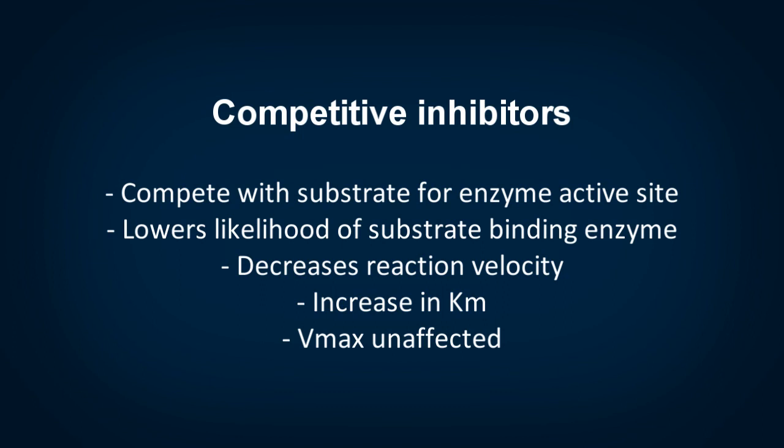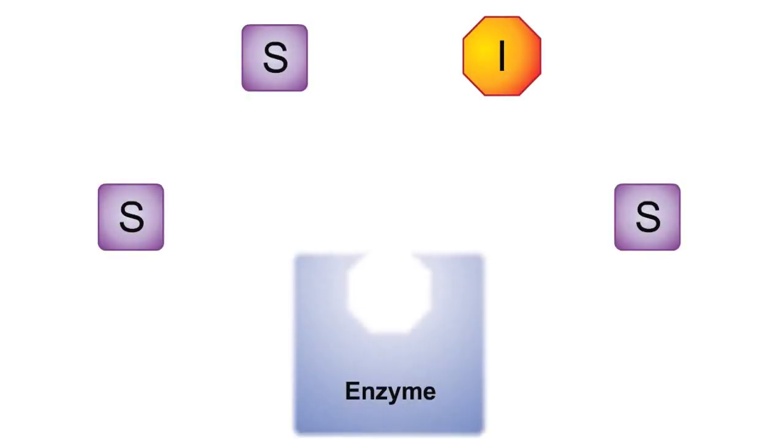Competitive inhibitors compete with substrate for an enzyme's active site, lowering the enzyme's likelihood of binding substrate and slowing the observed reaction velocity. Kinetic studies would show an increase in Km, yet the Vmax is unaffected. This is the signature of a competitive inhibitor. Here is a diagram illustrating competitive inhibition. As you can see, there is one active site for which the substrate and inhibitor compete.